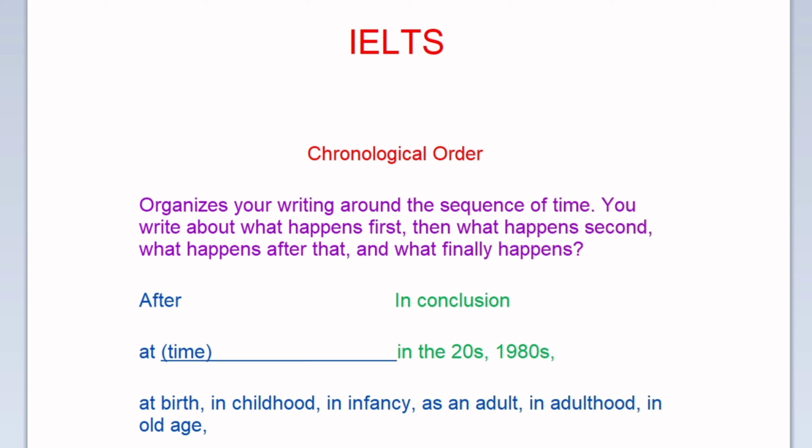In today's IELTS lesson, we are going to discuss chronological order with examples. Chronological order organizes your writing around the sequence of time. You write about what happens first, then what happens second, what happens after that, and what finally happens. So, useful words for time.